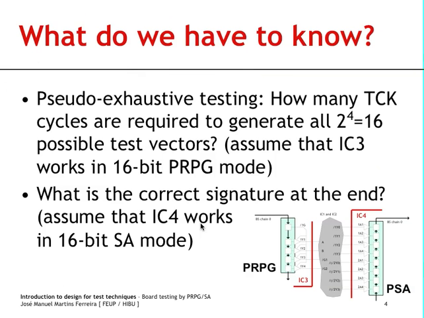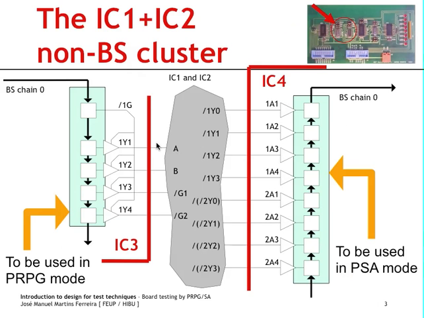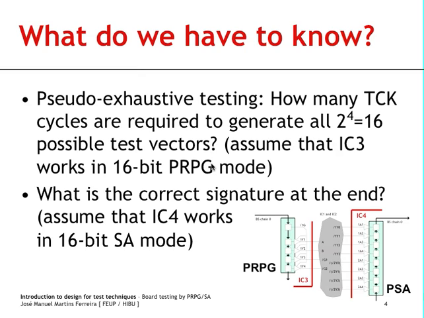What is the information that we have to know in order to carry out this test? Well, to start with, and in what concerns the pseudo-random generation part, we will have to know how many test clock cycles are required to generate all the possible 16 test vectors at the cluster inputs. How many clock cycles are required to generate all these 16 possible test vectors.